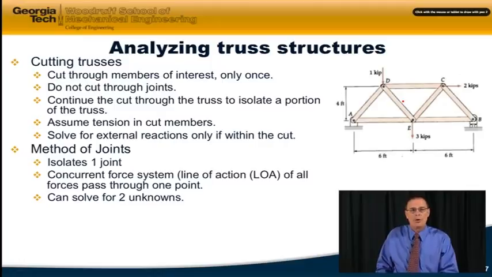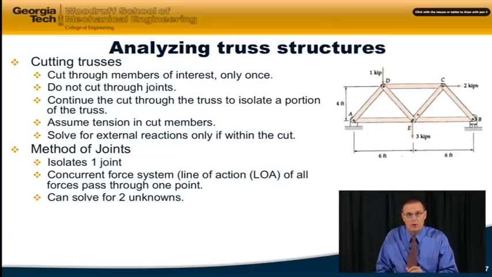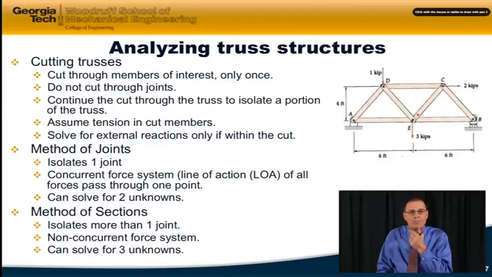There are two methods that we're going to use for analyzing trusses. First is the method of joints. That's going to isolate one of the joints and do an analysis. It'll be a concurrent force system because all of the forces will go through a single point. So all their lines of action will go through a single point. We won't be able to use any moment equations. We'll only be able to solve for two unknowns because we'll have the sum of forces in two orthogonal directions.